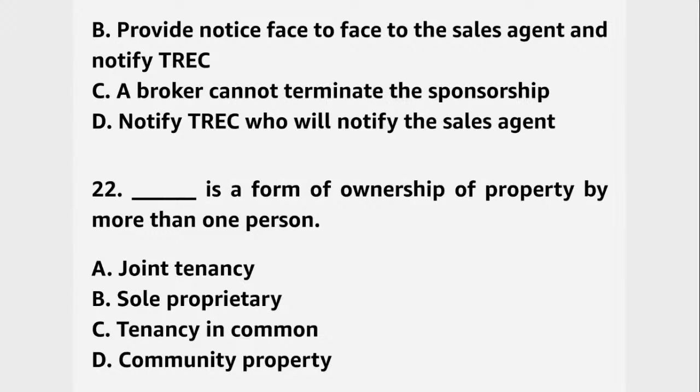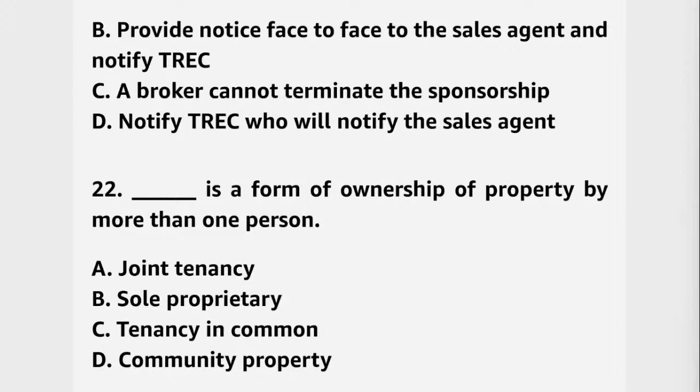Wow. And this answer, there could be two right answers, actually. It's a form of ownership of property by more than one person. It doesn't give much detail, but there are two actually correct answers. But the correct answer that they have is A, joint tenancy.